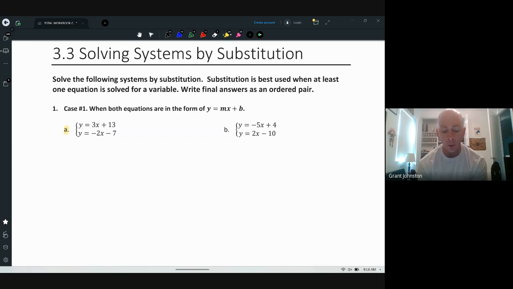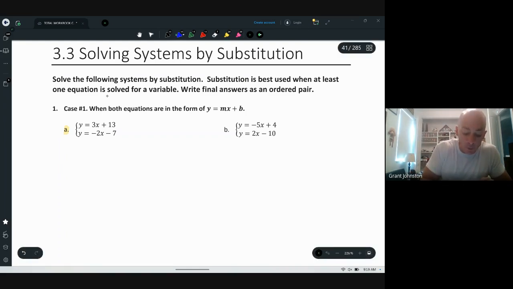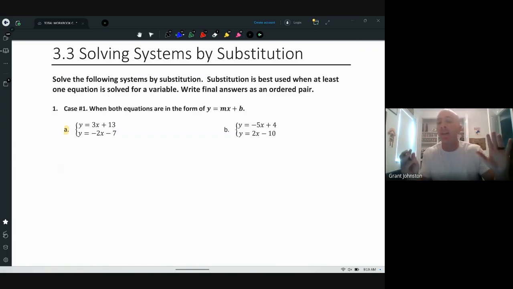Case number one is when both equations are in the form y equals mx plus b. Like it said up there, we would like to have at least one equation that's written as either y equals or x equals. And in case one, both of them say y equals. So that's helpful. I'll take the first equation. Since y equals 3x plus 13, that can go in for y in the other equation.